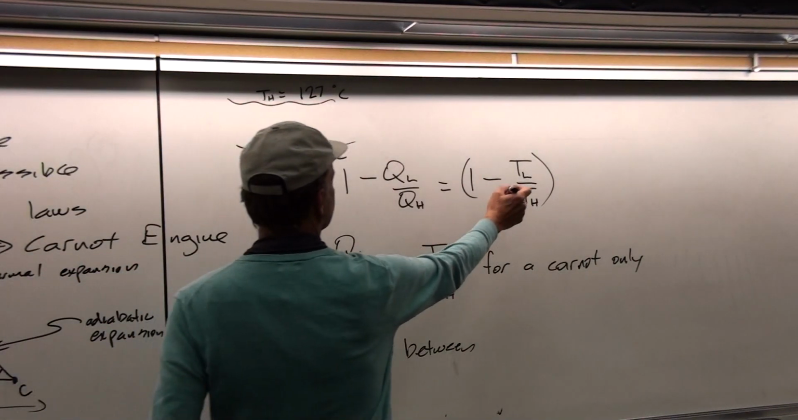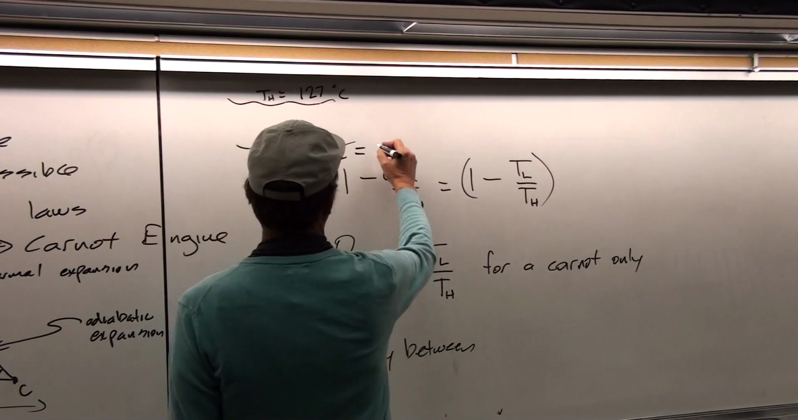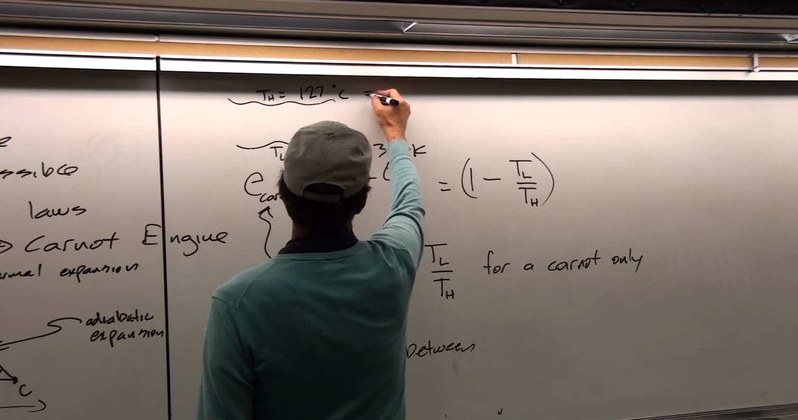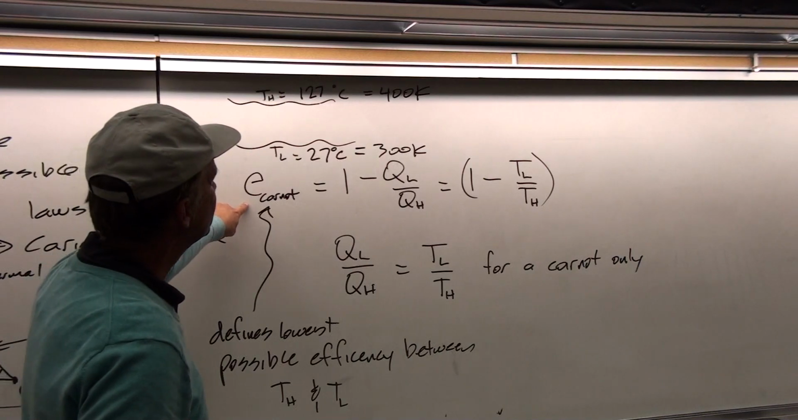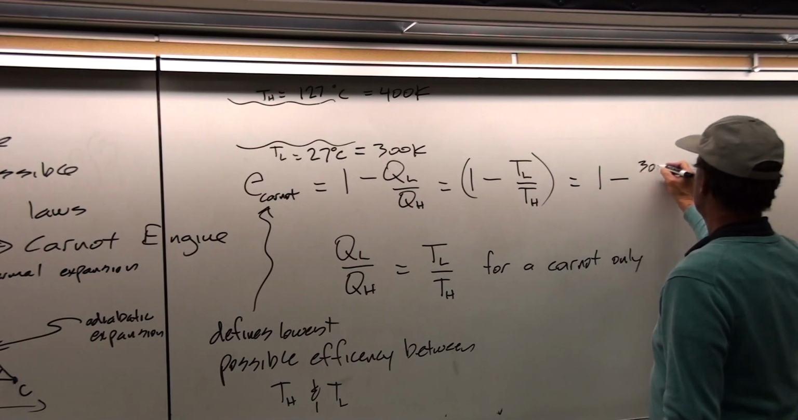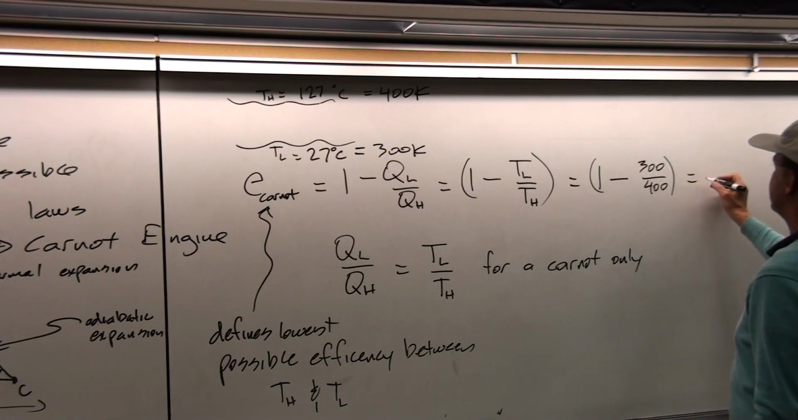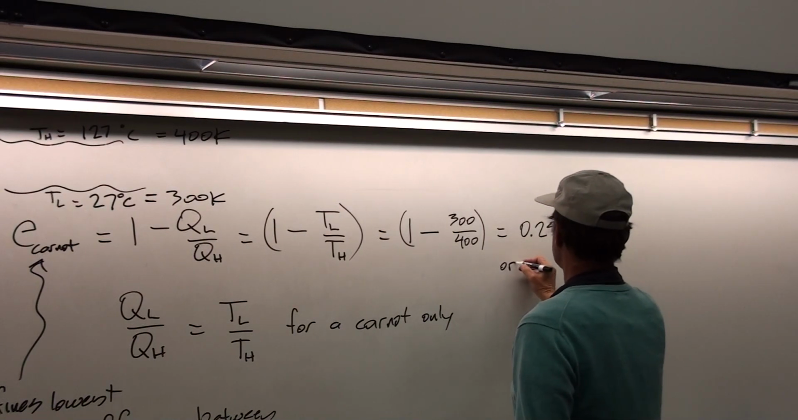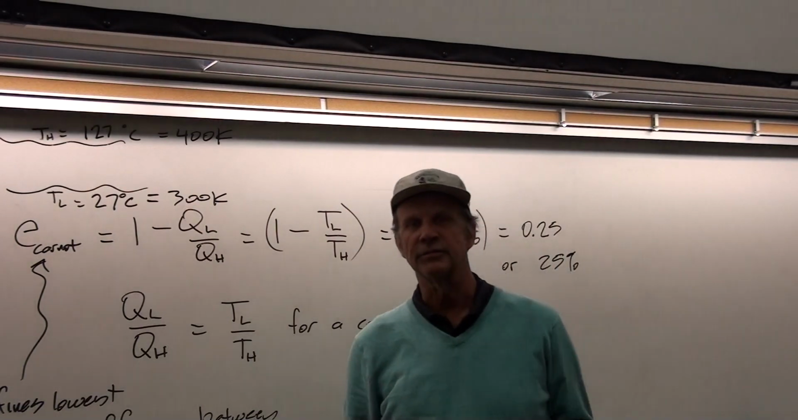But remember that this is a temperature and not a change in temperature. So immediately it has to be converted to degrees Kelvin. So this would be 300 Kelvin, and then here this would be 400 Kelvin. Okay, so the E Carnot for this would be equal to 1 minus 300 over 400, and that would be equal to 0.25, or a percent efficiency of 25%. 25% would be the maximum possible efficiency.